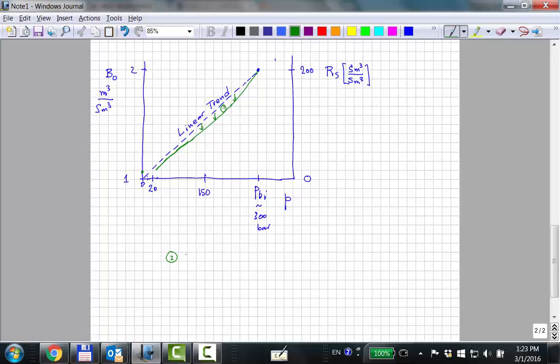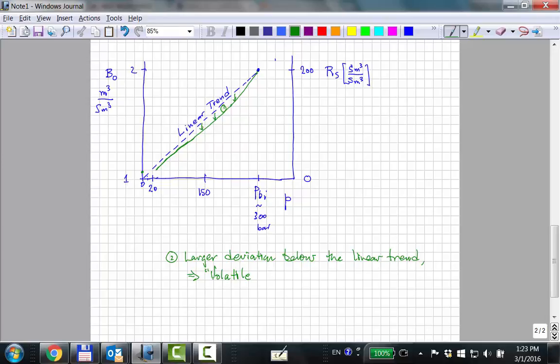So the larger the deviation below the straight line or the linear trend, it becomes more and more of a volatile oil. So it basically transitions from, we call this a more volatile oil.